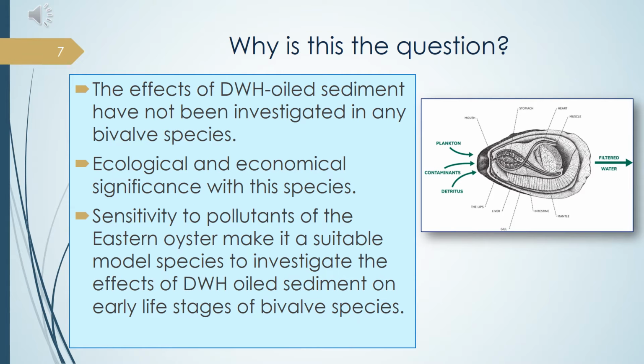So why is this the question? Well, the effects of the Deepwater Horizon oil sediments have not been investigated in any bivalve species as of yet. The ecological and economical significance of the species make it advantageous to study and to know what we potentially could lose in the event of an accidental release. The sensitivity to pollutants of the eastern oyster make it a suitable model species to investigate the effects of Deepwater Horizon oil sediment on the early stages of bivalve species.